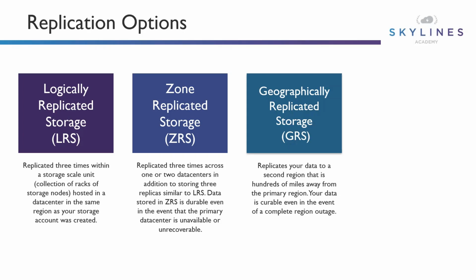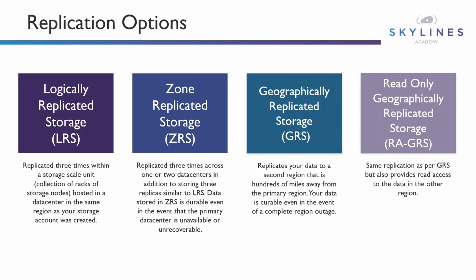Basically, there's a disk running in the other region and you can mount that to a VM and power that VM back on. And then you also have the option of read-only geographically replicated storage, or read access, RA-GRS. This provides read access. You can access the disk even while your VM is running in the current region. And when I say access, you can't obviously do any writes to it. It's purely read access. But if you needed to access it in the other region, it is hot and ready for that purpose.